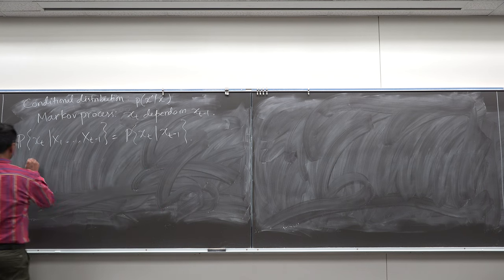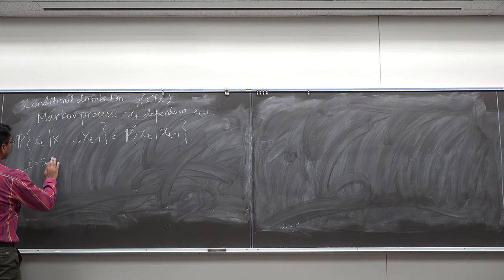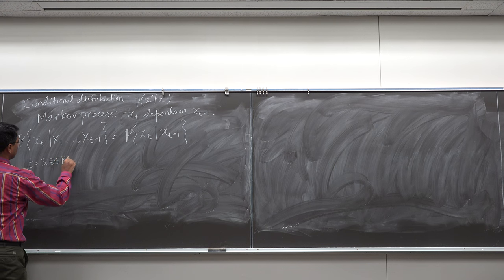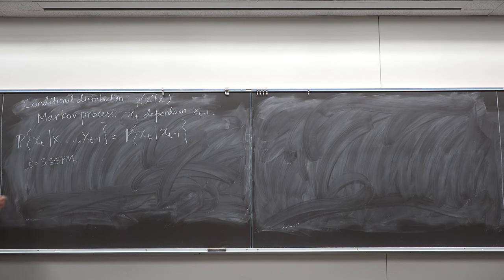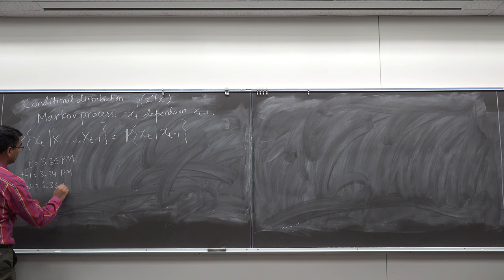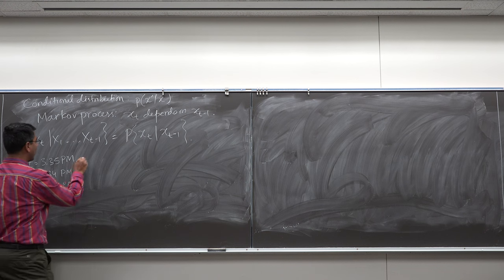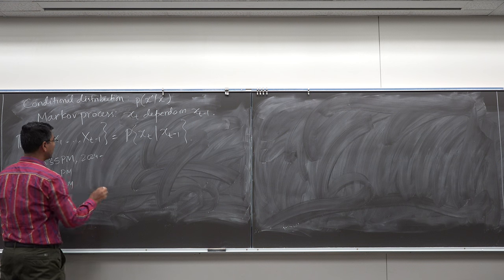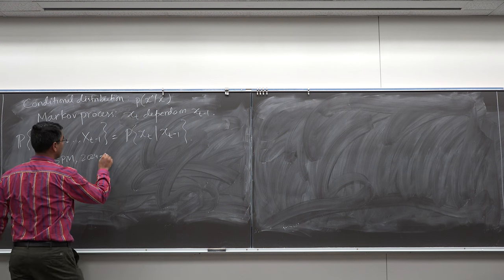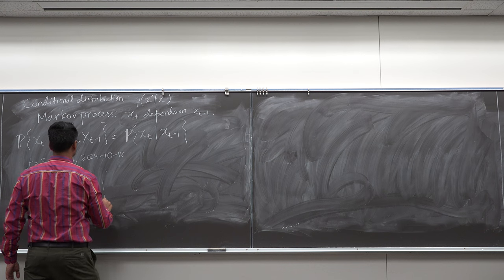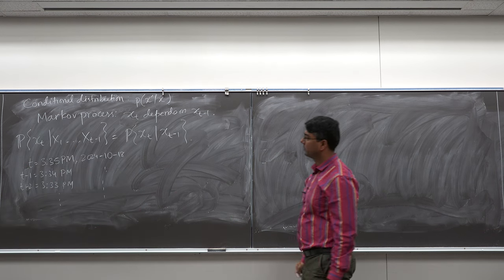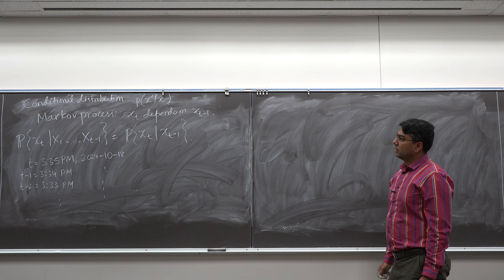Okay, so my current time, t, is 3:35 p.m. t minus 1 is 3:34 p.m. t minus 2 is 3:33 p.m. and so on. Let me add more data points. 2024, what is the date today? 10:18, and so on. Okay.